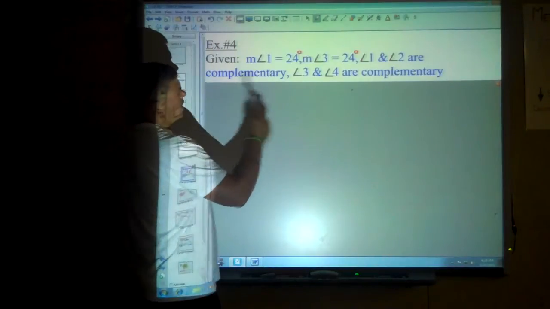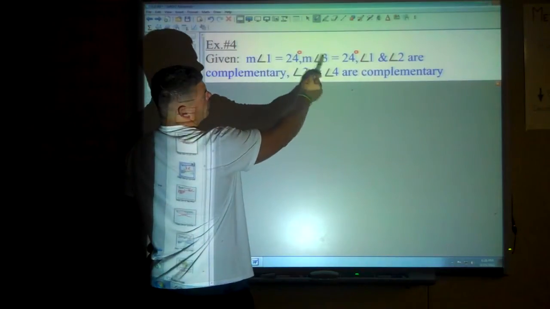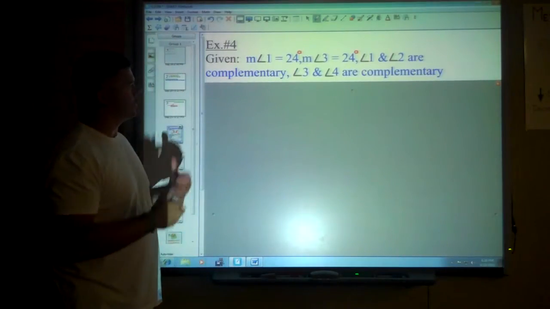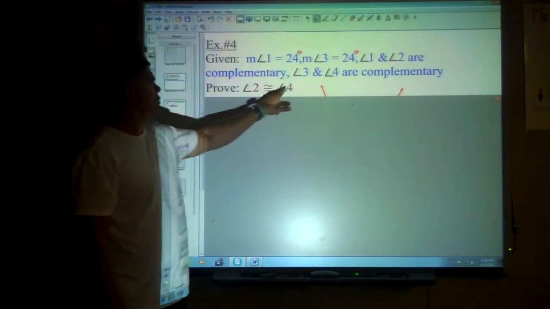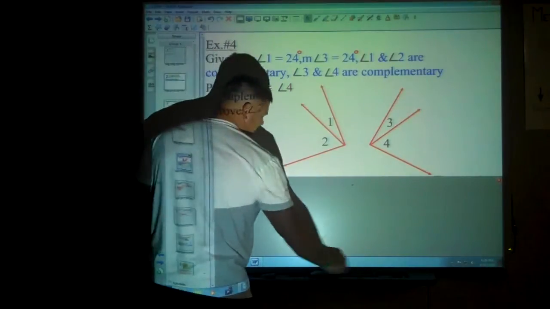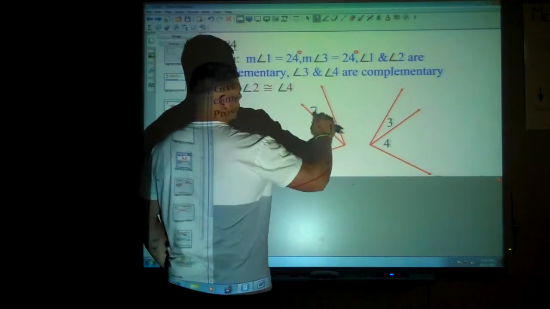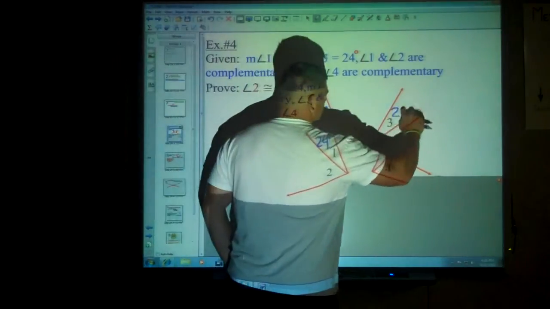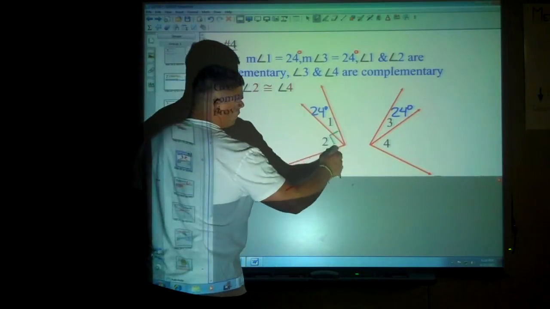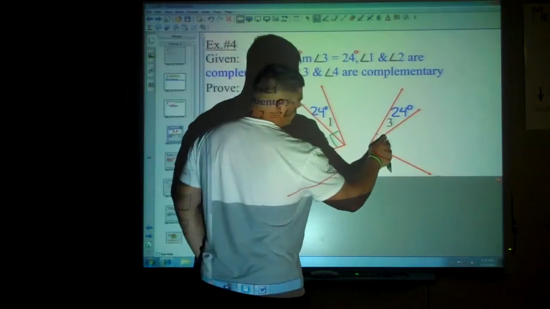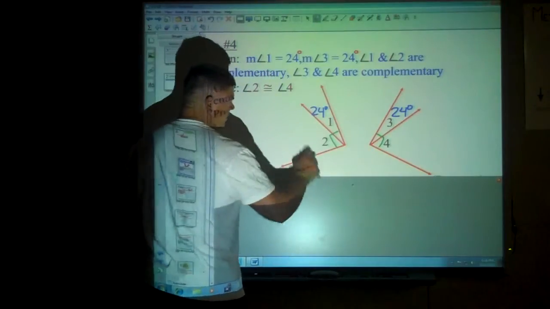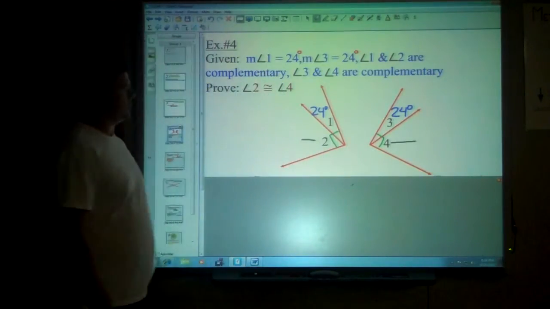Now if 1 and 2 are complementary, and you know that 1 and 3 are the same, you start to use some of those congruent supplements and congruent complements theorems. We're proving that angle 2 is the same as angle 4 given this diagram. So let's look at what we have, and try to add some information. We know that angle 1 is 24 degrees. We also know that angle 3 is 24 degrees. We know that 1 and 2 are complementary, which means they form a 90-degree angle. And we know that 3 and 4 also form a 90-degree angle. We are trying to prove that this angle and this angle are exactly the same.